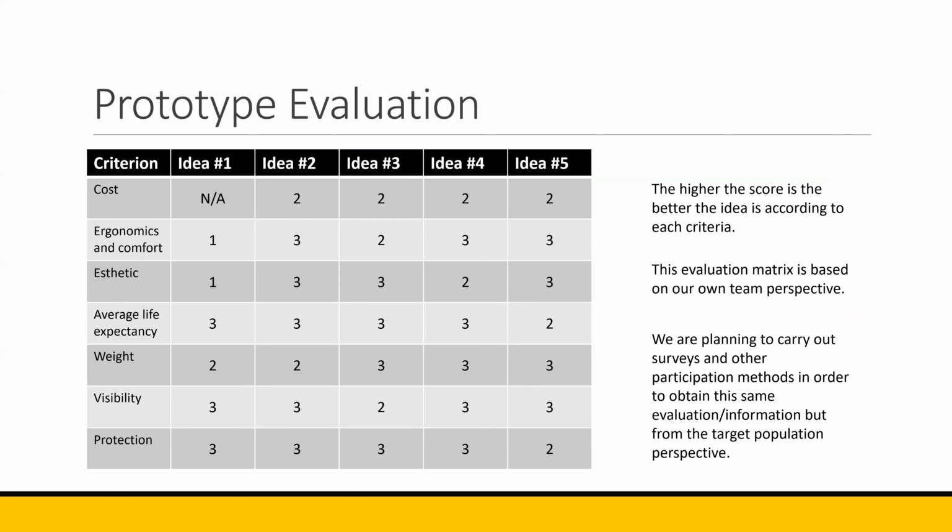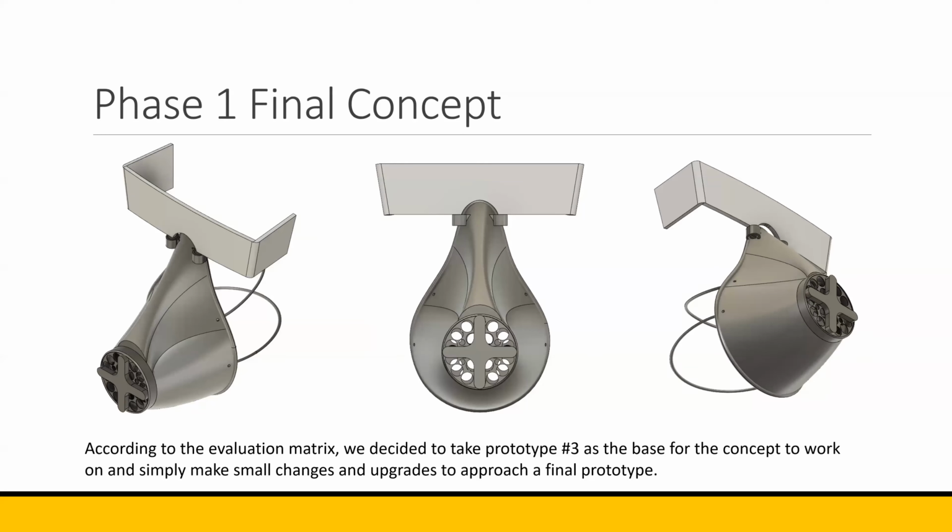We created this matrix based on the criteria we thought were most important to evaluate each of our ideas, but for the next part of the project, we intend to create a survey and change the criteria accordingly. We chose idea number 3 based on the previous matrix and will continue to work on it. Our next step is to refine the geometry for additive manufacturing and take into consideration the results of the survey.